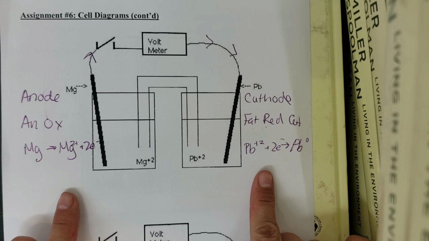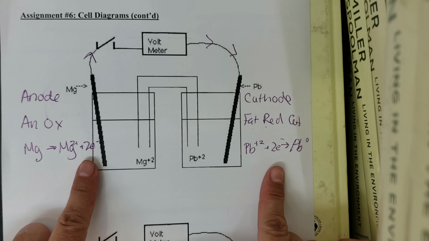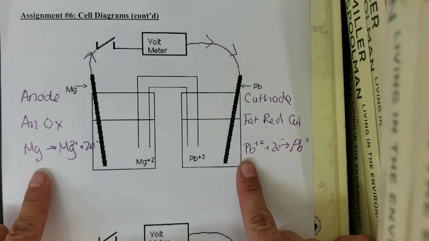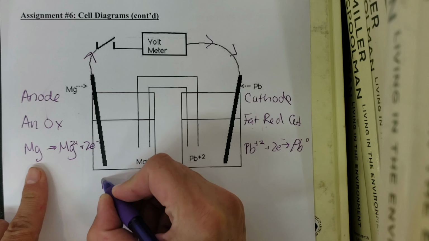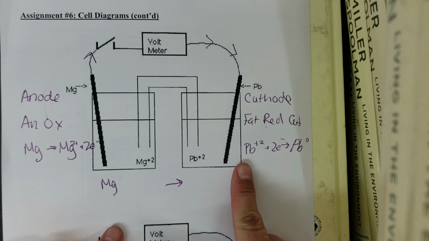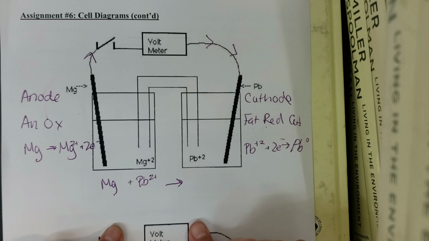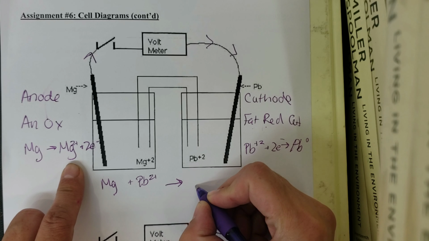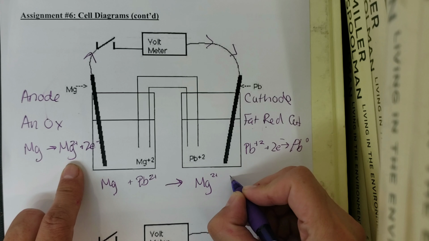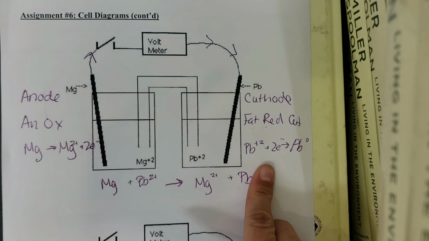So if I needed to write my balanced reaction, I'll notice that here I'm losing 2 electrons and here I'm gaining 2 electrons. So all I have to do is make sure that the species that are before the arrow are written before the balanced arrow. So I have magnesium and lead ion. And then after the arrow, I have magnesium ion and lead atom. So no coefficients are needed because my electrons are already balanced.